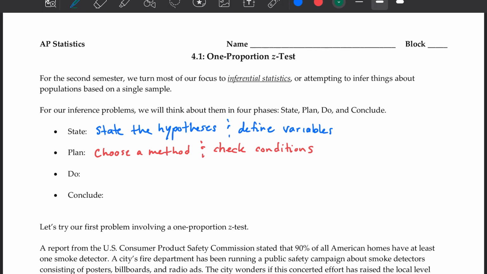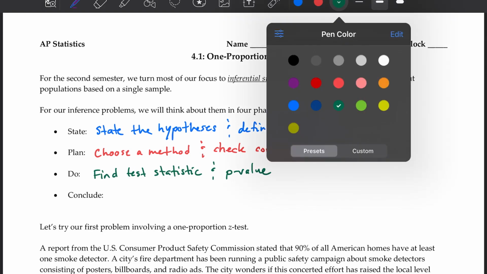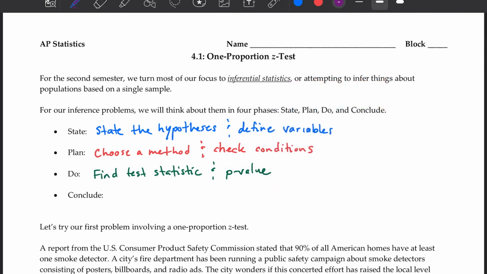And then in the do, we are going to find our test statistic and p-value. And then the last thing we're going to do is conclude. So we're going to make a decision about our hypotheses from the very beginning. So there you go, state, plan, do, conclude.